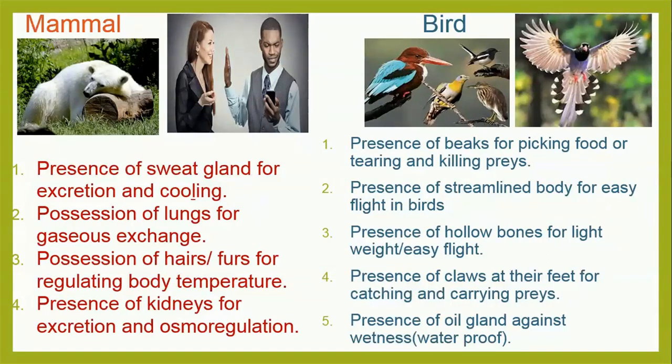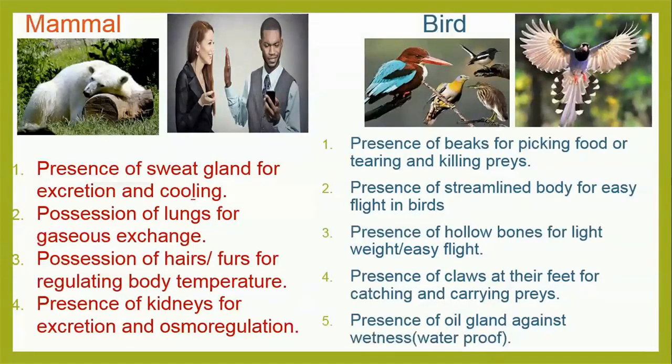Okay. Now, what are some of the adaptive features? Number 1 is presence of sweat glands for excretion and cooling. All right, it helps when you sweat. Okay, you are carrying out excretion. All right, you are removing some excretory waste, and also sweating helps to cool or reduce your body temperature. Number 2 is possession of lungs for gaseous exchange. All right, you need lungs for taking in oxygen and taking out carbon dioxide.